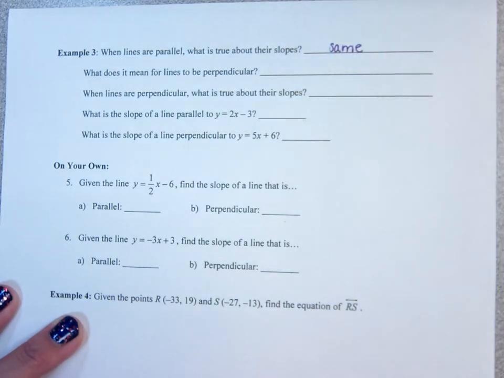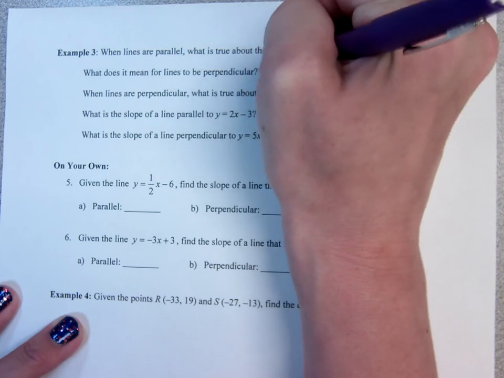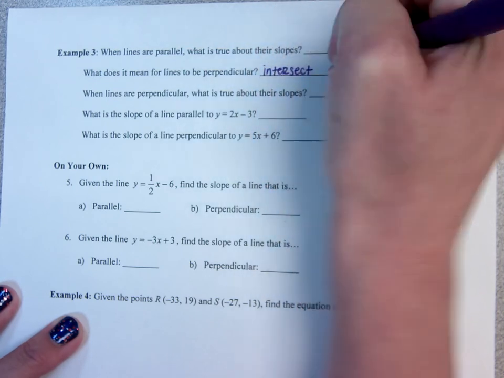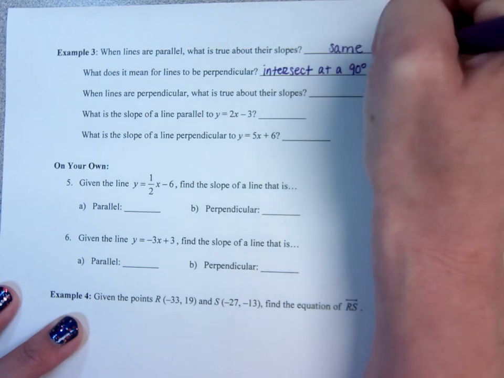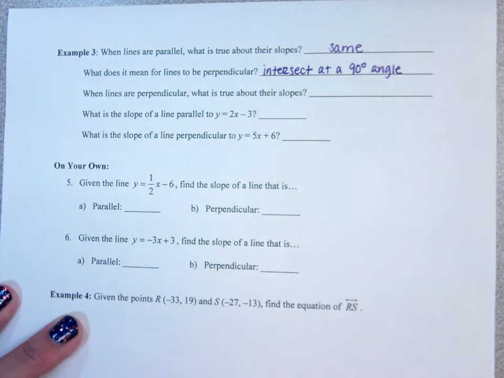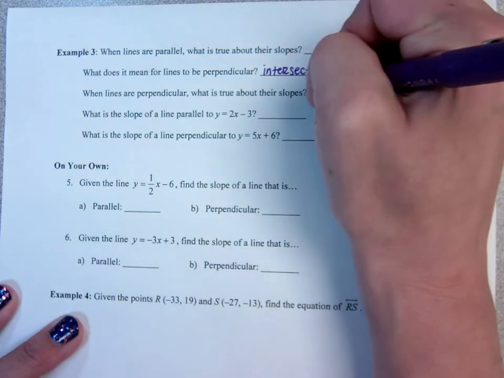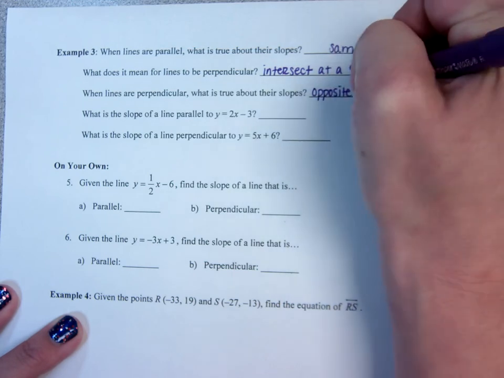Second question, what does it mean for lines to be perpendicular? If lines are perpendicular, then they are intersecting. They intersect at a 90-degree angle. When lines are perpendicular, what is true about their slopes? That means that their slopes are opposite reciprocals.